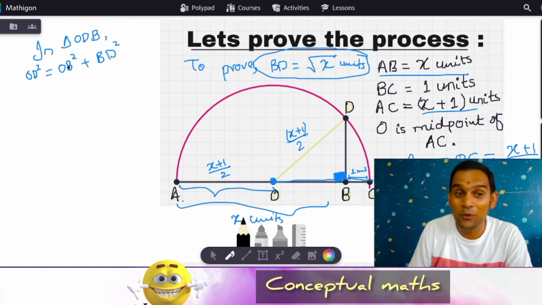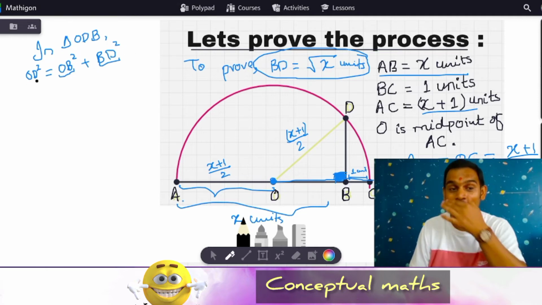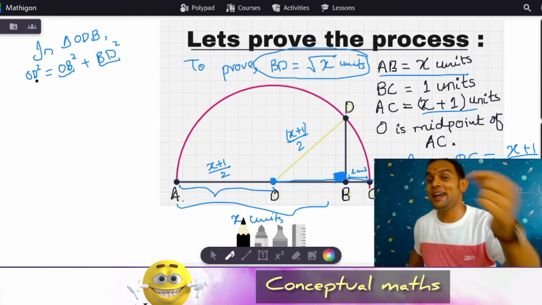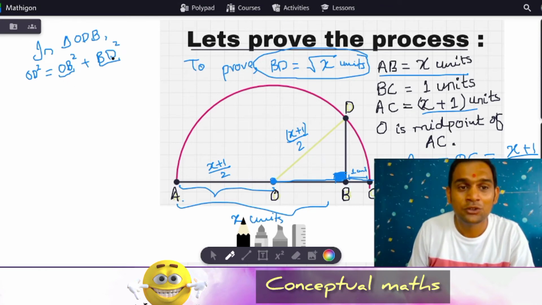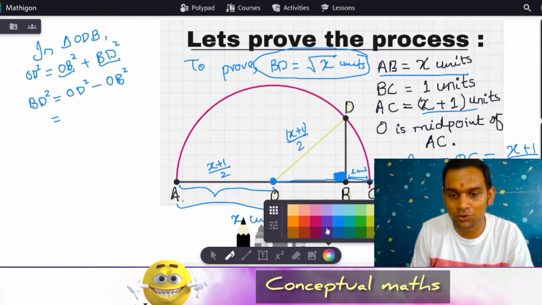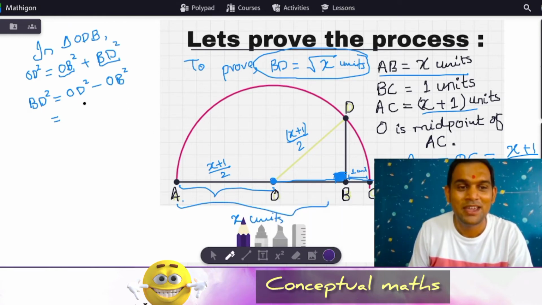Yes. So now we know the value of OB, and we know the value of OD, and we have to find the value of BD. That is why I was finding all these values, to apply them in the Pythagoras theorem. You understand? So I'll write BD square is equal to OD square minus OB square. Can I do that? I'm just taking OB square to the other side, and BD square remains. This is positive, so when it goes to the other side, it becomes negative.